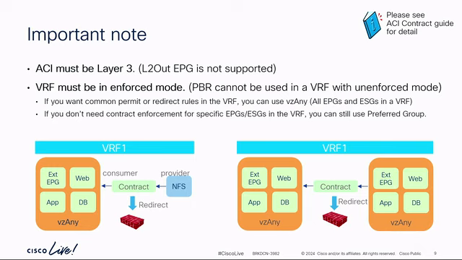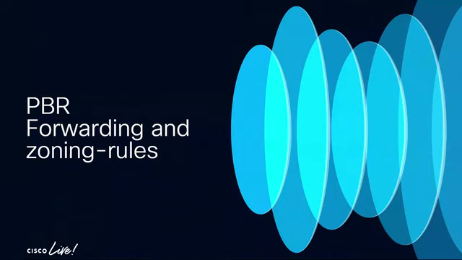If you have some security team who wants to manage everything on the firewall in terms of security, then you don't have to deal with complicated contract configuration. Instead, you can just use vzAny contract, redirect everything to the firewall. Since I briefly touched upon zoning rules, in the next section I'm going to double-click on how it works.